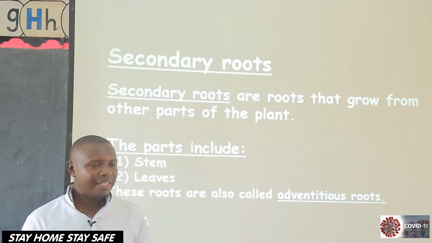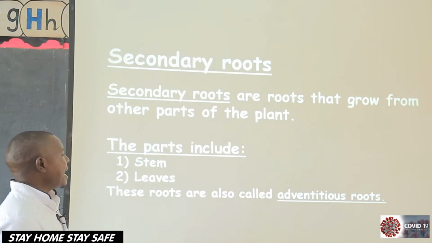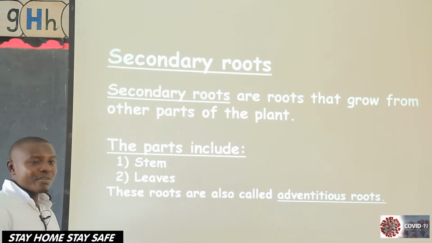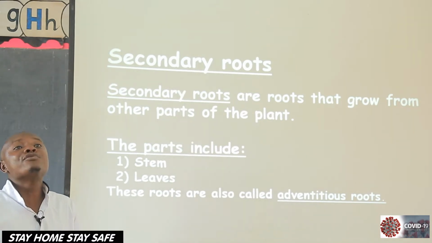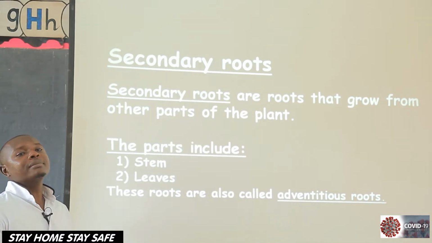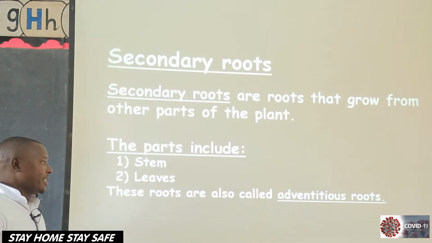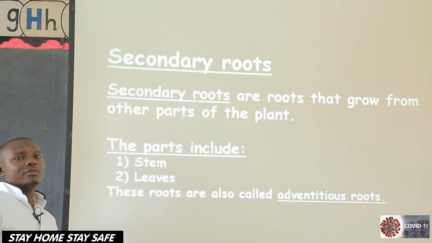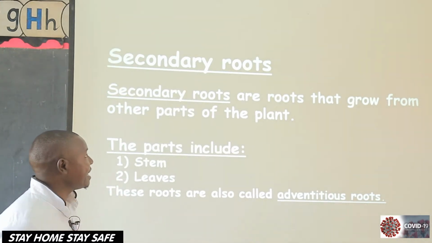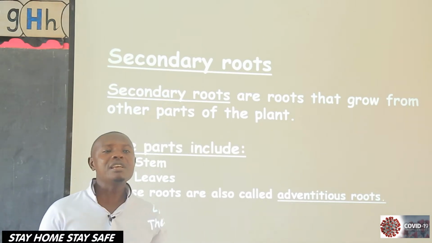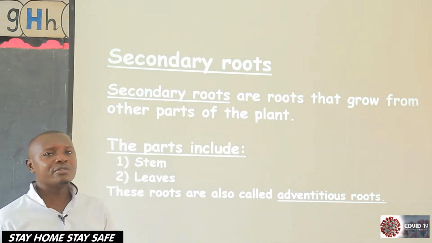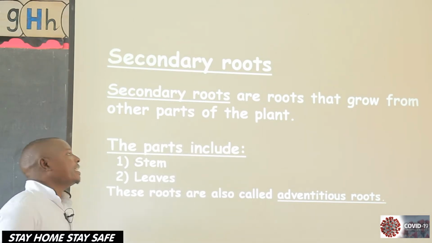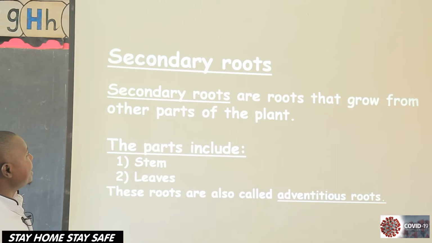Now, these roots here can grow from the stem, they can grow from the leaves, some of them can develop on the fruit. Okay? They come from different parts of what? A plant. But they don't grow from the radicle. The ones that grow from the radicle, we said, those are the taproot system and the fibrous root system. Are we there? Yes. Let's continue and we look at these secondary roots.